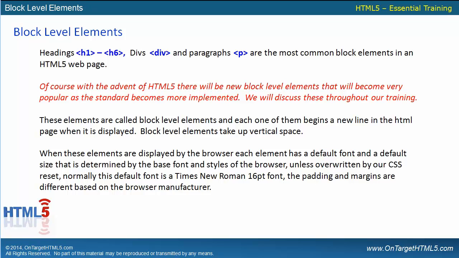These elements are called block level elements, and each one of them begins a new line in the HTML page when it's displayed. Block level elements take up vertical space in our browser window. When these elements are displayed by the browser, each element has a default font and a default size that's determined by the base font and styles of the browser, unless overwritten by our CSS reset. Normally, this default font is a Times New Roman 16-point font, and the padding and margins are different based on the browser manufacturers.